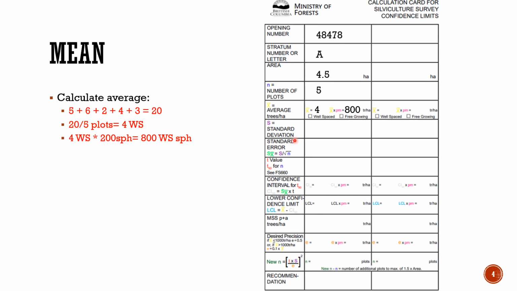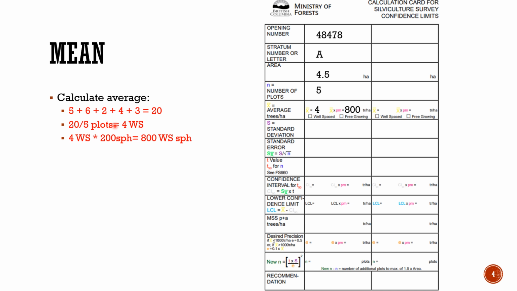Okay, so for our first calculation on this card, we have to determine the average well-spaced density, otherwise known as the mean. So to do that, you just have to add up your well-spaced tallies across all plots and then divide that sum by the number of completed plots. So for our example, it's 5 plus 6 plus 2 plus 4 plus 3, which equals 20. We then divide that by 5, the number of completed plots. So that gives us 4 well spaced as our average.